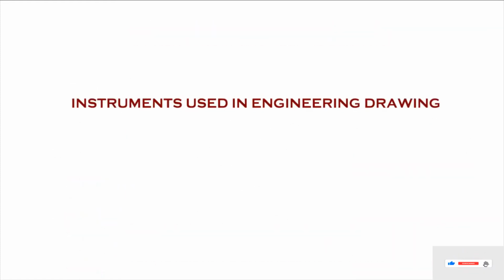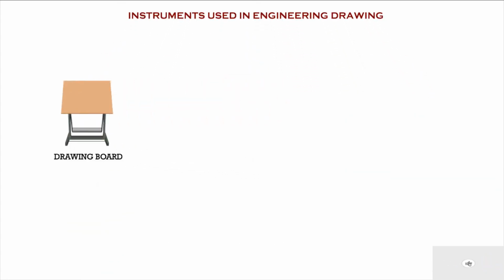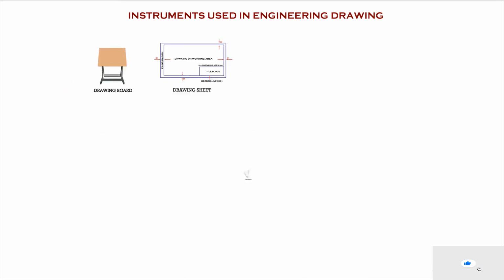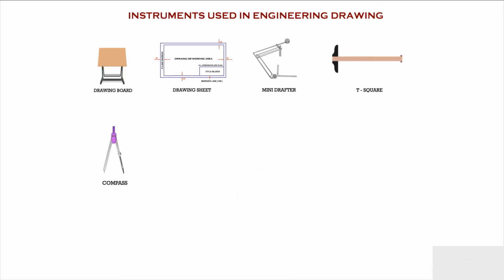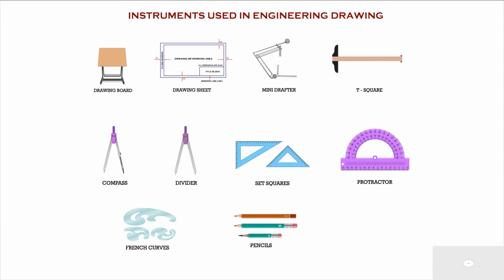Instruments used in engineering drawing: drawing board, drawing sheet, mini drafter, T-square, compass, divider, set squares, protractor, French curves, pencils, eraser. Let us describe each and every drawing instrument in detail.